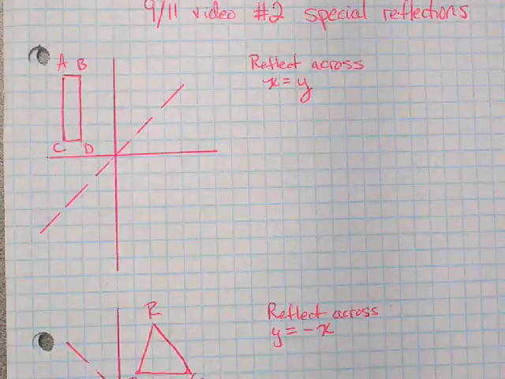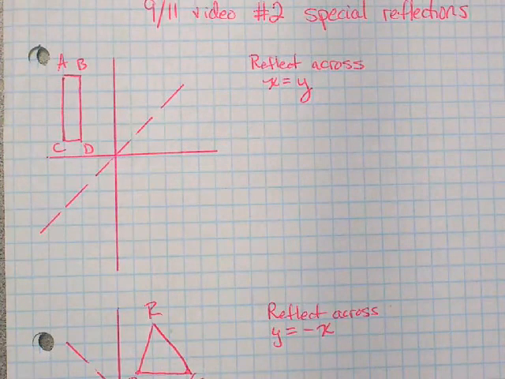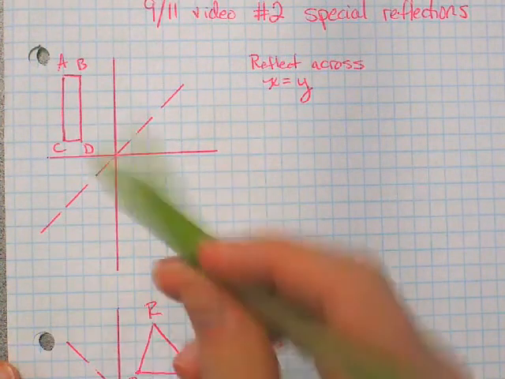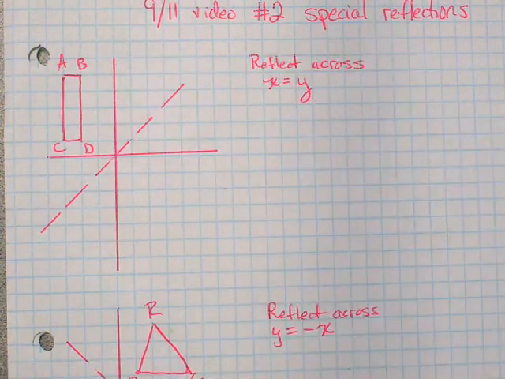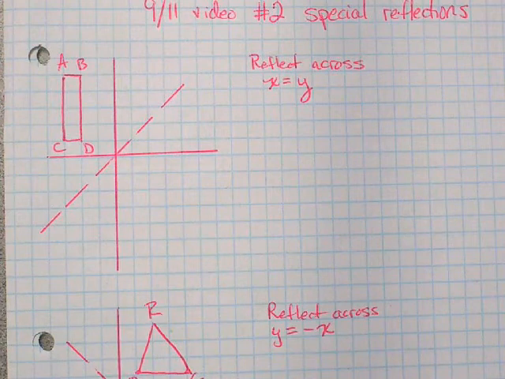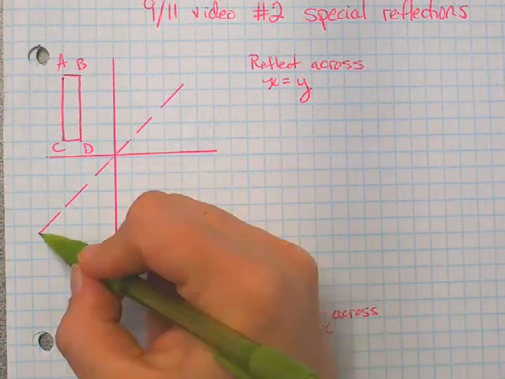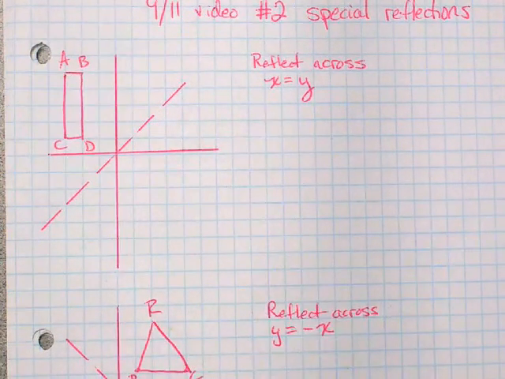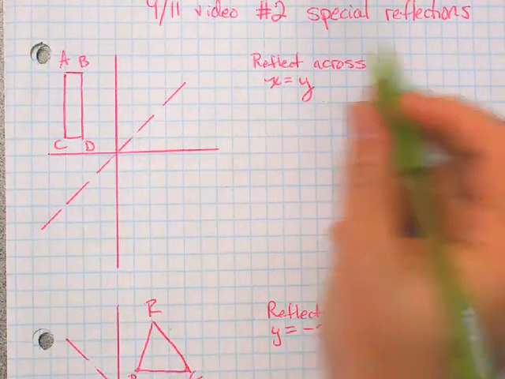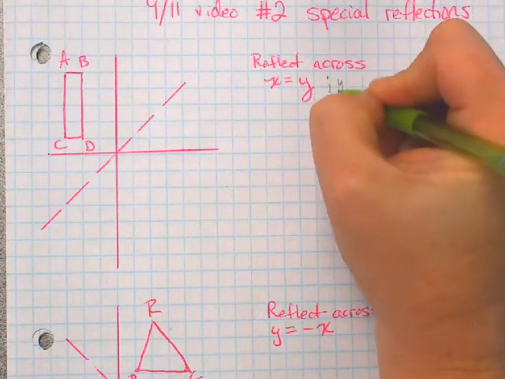Here's something new for us on the evening of 9/11. We've talked about reflecting across the x-axis and the y-axis and vertical lines x equals and y equals, but what do I do when I'm reflecting across a diagonal line? This is the line x equals y. We also call it y equals x.